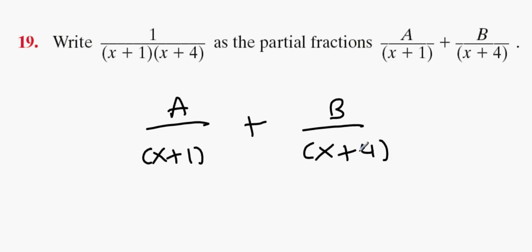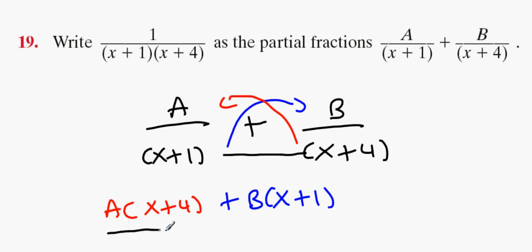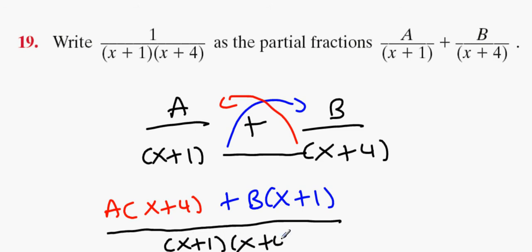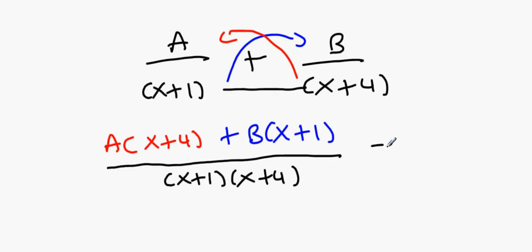So what we do is we do our three arrows, black, blue, and red. Red is basically a times x plus 4. Blue is going to be b times x plus 1. And then the bottom one is just multiply them by each other, and you get x plus 1 multiplied by x plus 4. Now, what it says is write this one as partial fractions. So 1 over x plus 1 multiplied by x plus 4 equals a over x plus 1 plus b over x plus 4.